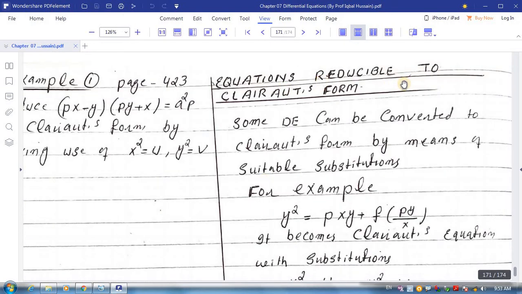Equations reducible to the Clairaut's form. Some differential equations can be converted to Clairaut's form by means of a suitable substitution.